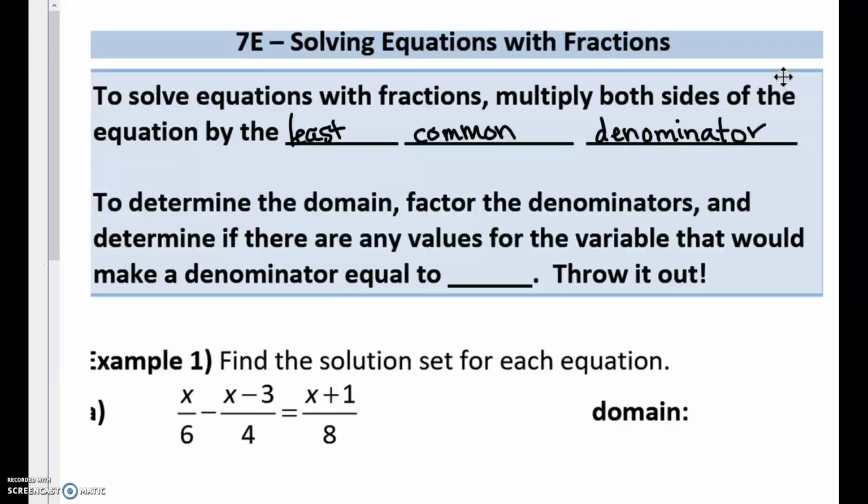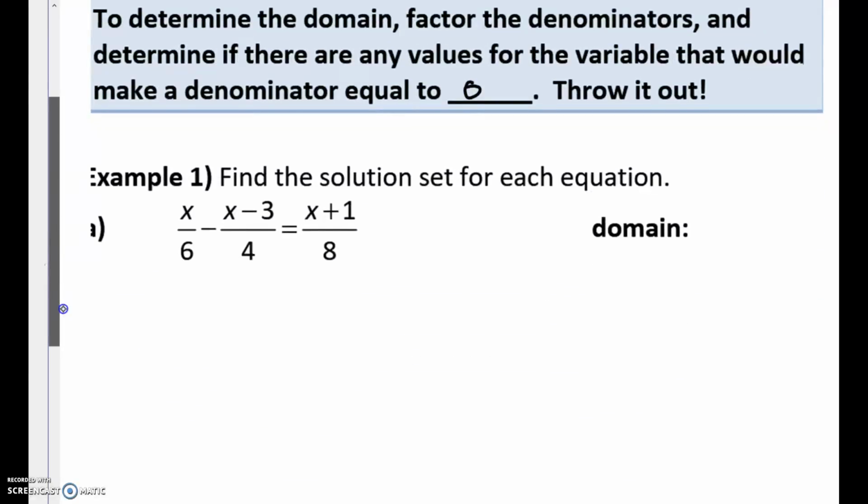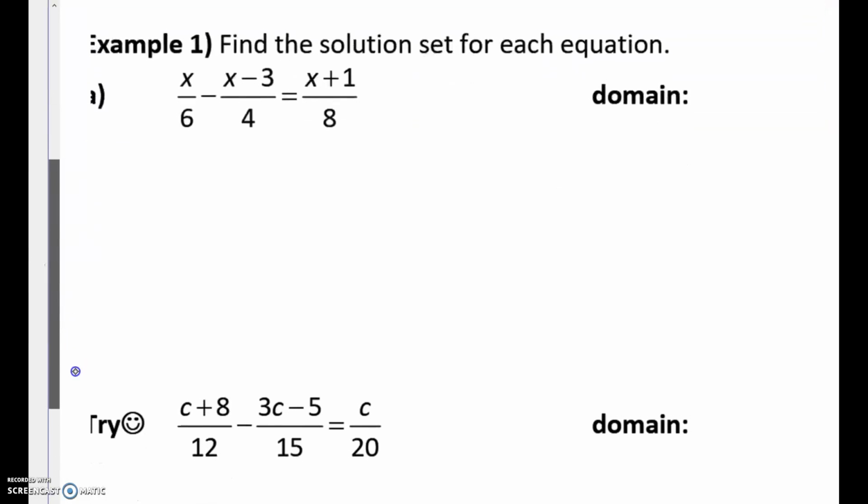That's our goal. To determine the domain, because again, fractions are weird, we need to factor the denominators and determine if there are any values for the variable that would make the denominator equal to 0. Because remember, we can never have a 0 in the denominator of a fraction. If we find one of those, we throw it out. It's not in the domain.